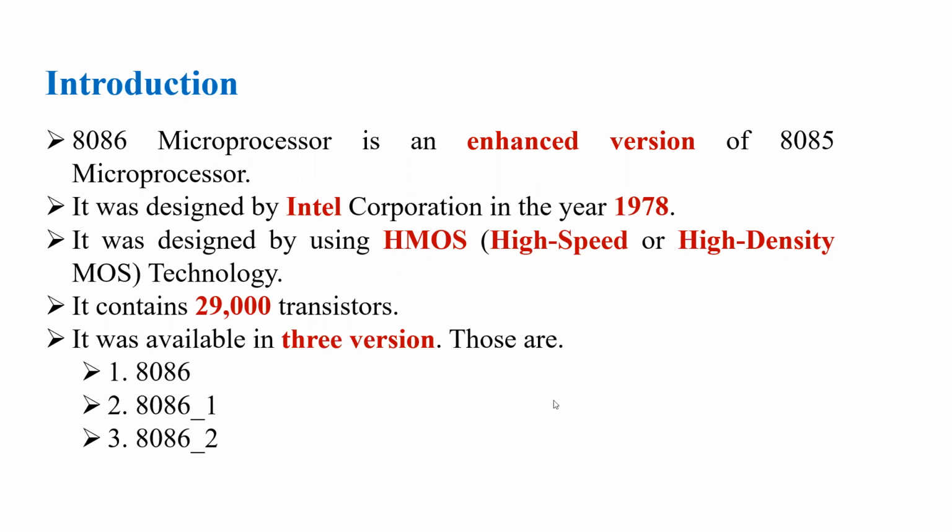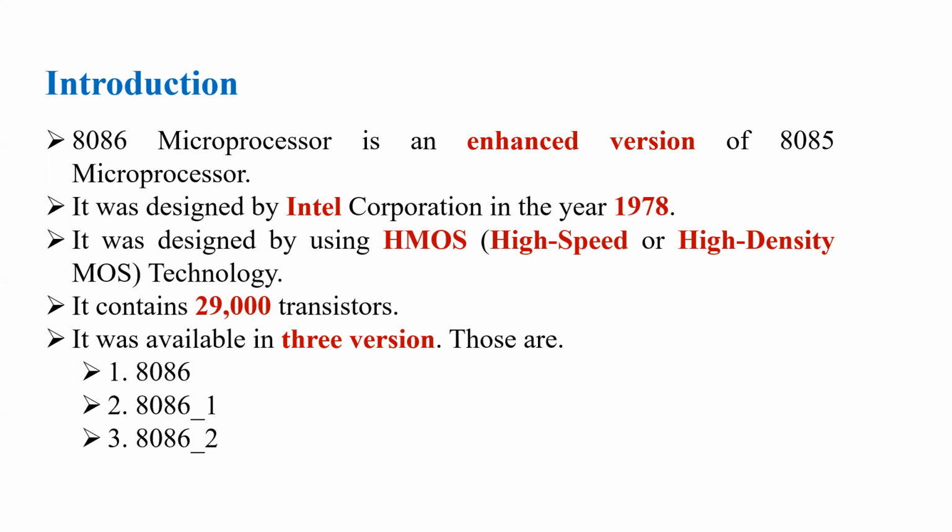The 8086 microprocessor is an enhanced version of the 8085 microprocessor. It was designed by Intel Corporation in the year 1978, using HMOS technology. HMOS means high speed or high density technology. It contains a total of 29,000 transistors, and it was available in 3 different versions: 8086, 8086_1, and 8086_2.